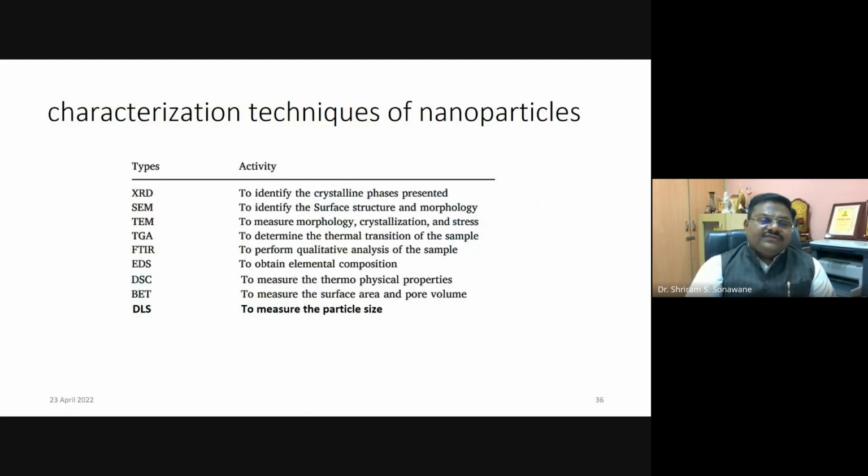As far as characterization techniques are concerned, all of you know XRD, SEM, TEM, TGA, FTIR, EDS, DSC, BET surface analyzer, DLS. So many characterization techniques are required as far as nanoparticle characterization is concerned. Next slide.